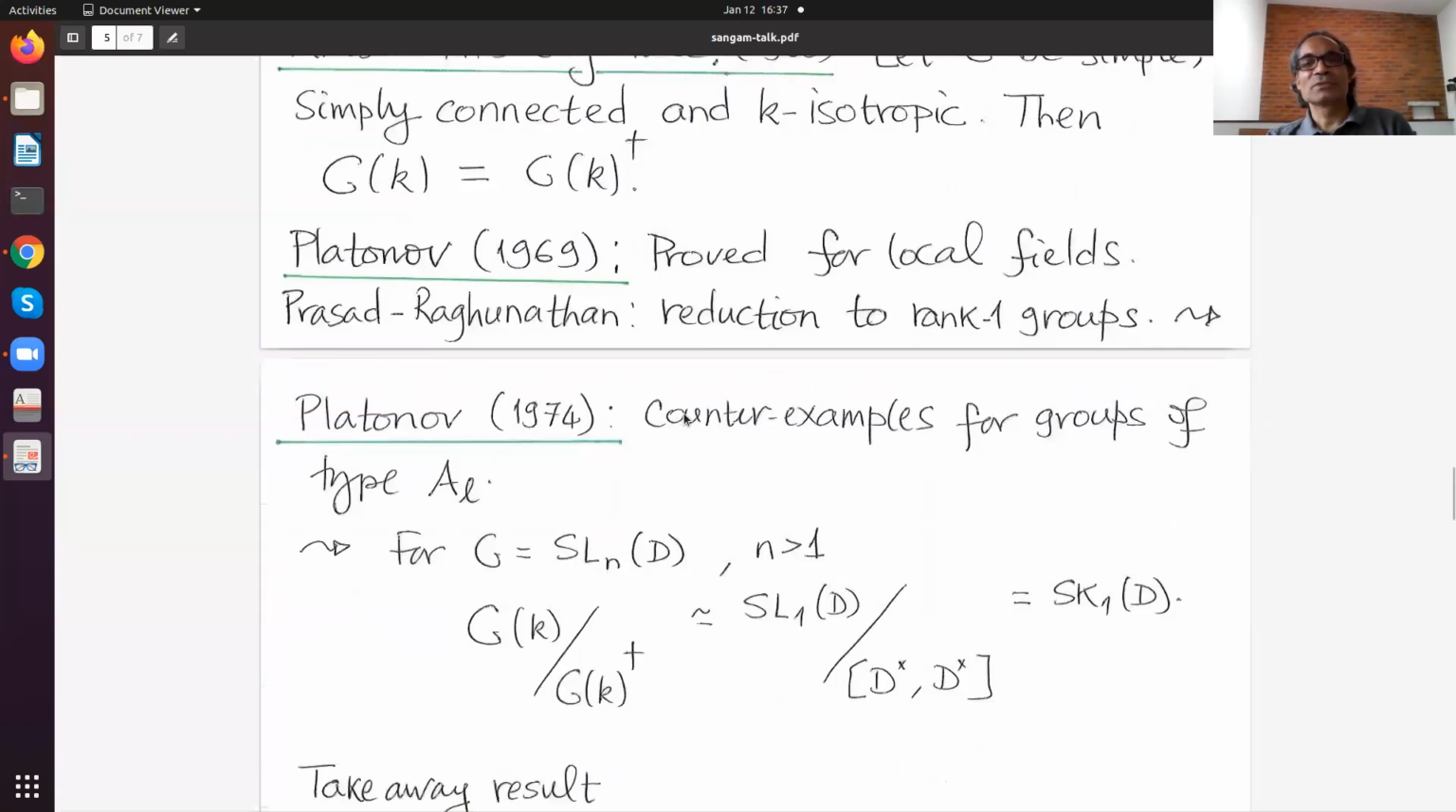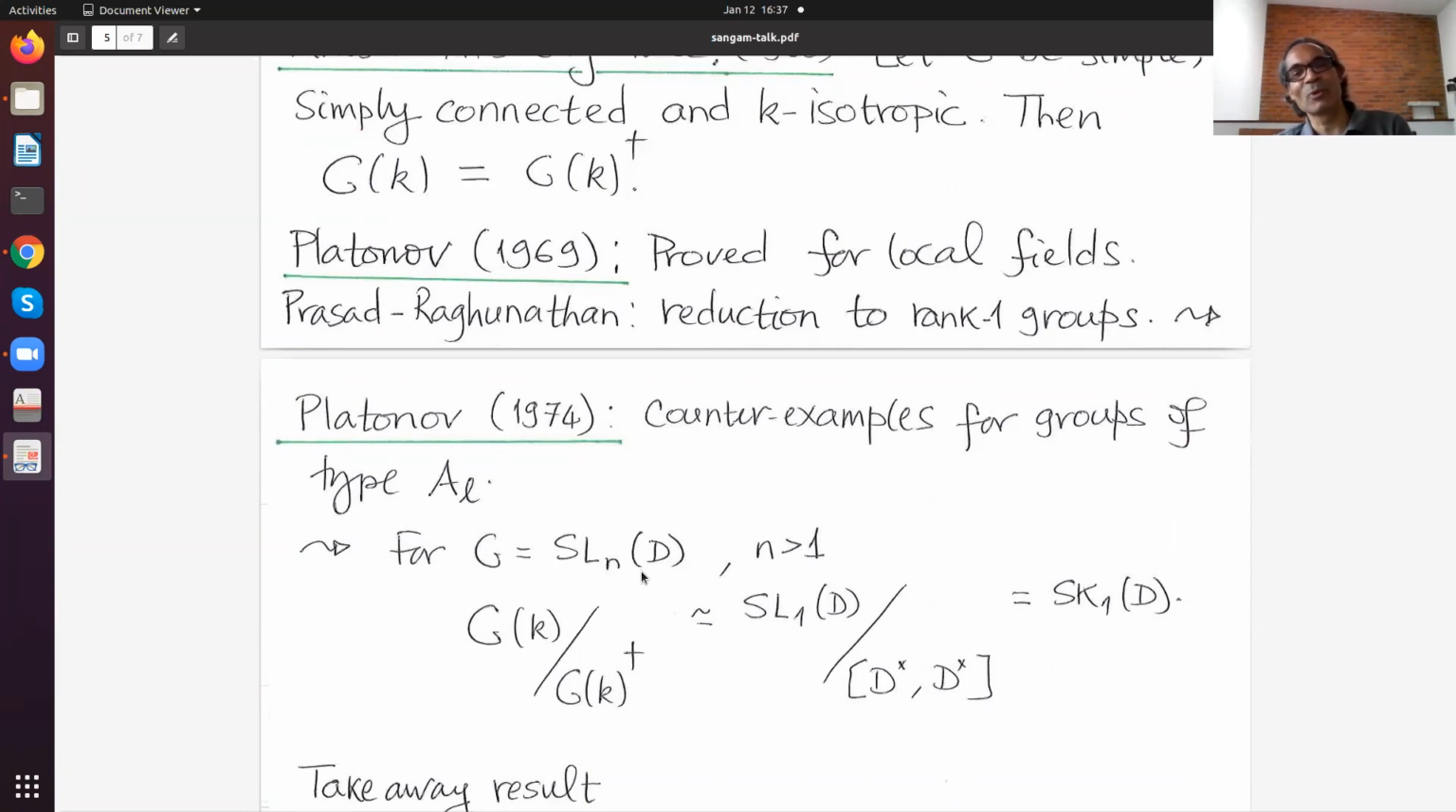And Platonov produced a counterexample for groups of type A_L. This is a group of type whatever; I don't want to say what L is because I did not specify what D is. But these are the groups essentially for which there are counterexamples. These are, in a way, the simplest in algebraic group theory, but there itself there is a counterexample.